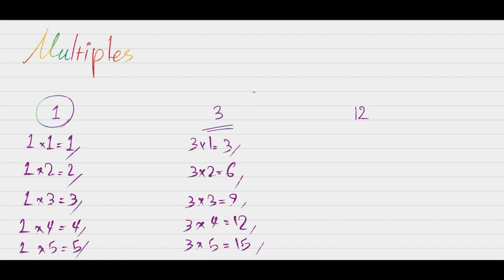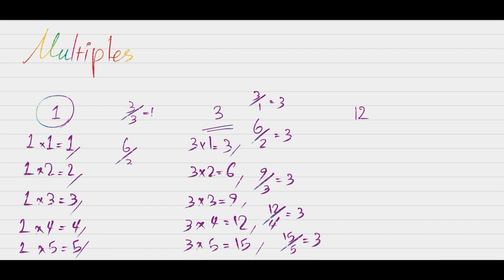In fact, I can say 3 divided by 1 is 3, 6 divided by 2 is 3, 9 divided by 3 is 3, 12 divided by 4 is 3, and 15 divided by 5 is 3. Or I can say 3 divided by 3 is 1, 6 divided by 3 is 2, 9 divided by 3 is 3, 12 divided by 3 is 4, or 15 divided by 3 is 5. So we're just looking for the multiples of the number. As you can see, we have whole number answers.